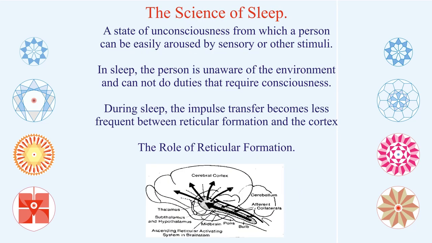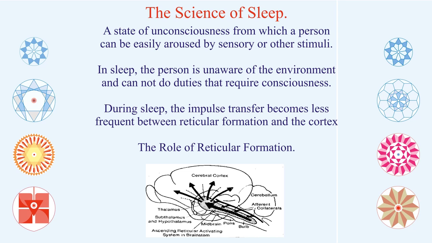The science of sleep, as medical science conventionally describes it. Let's understand that first. A state of unconsciousness from which a person can be easily aroused by sensory or other stimuli. Number one: in sleep, the person is unaware of the environment and cannot do duties that require consciousness. During sleep, the impulse transfer becomes less frequent between reticular formation and the cortex.